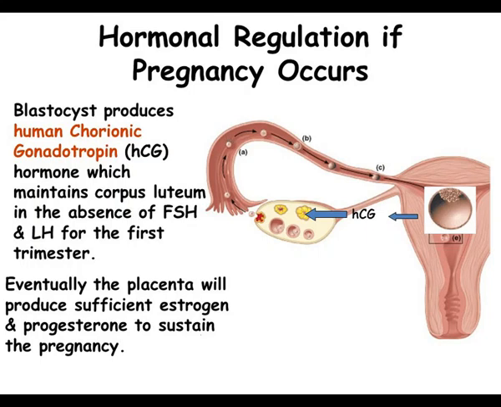So without HCG, then the menstrual cycle occurs. With HCG, the menstrual cycle does not occur, and the endometrium stays engorged with blood in order to nourish the developing embryo.